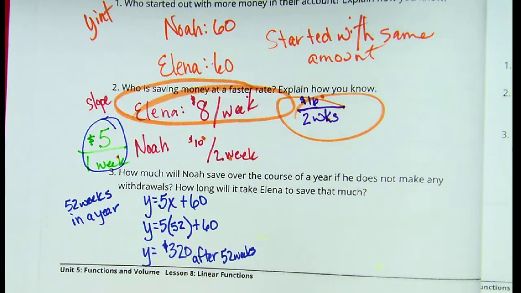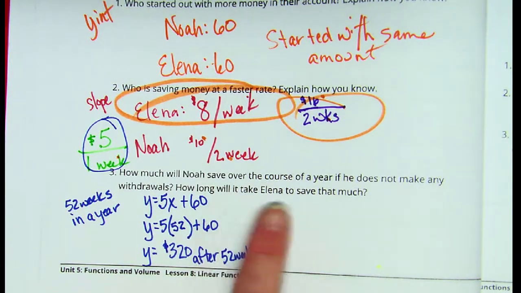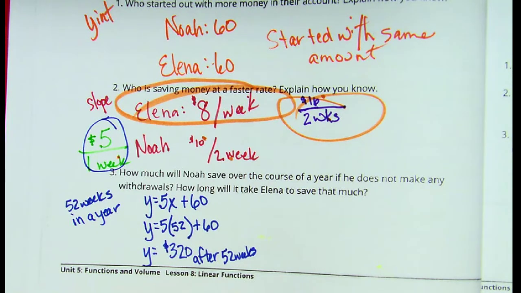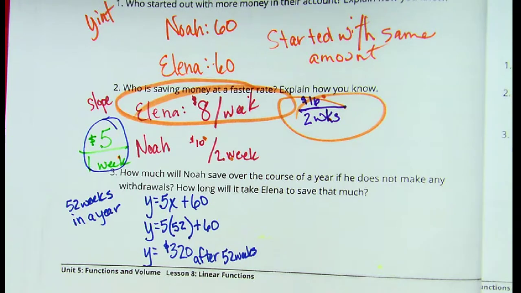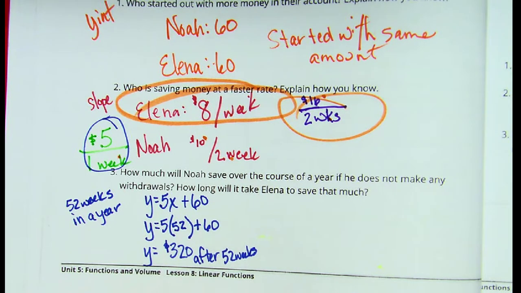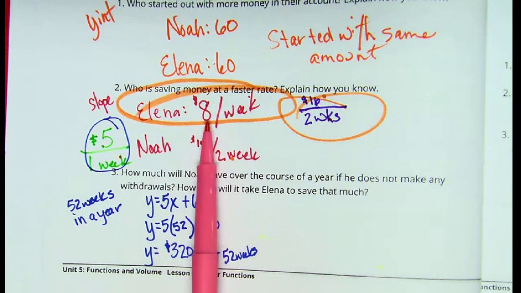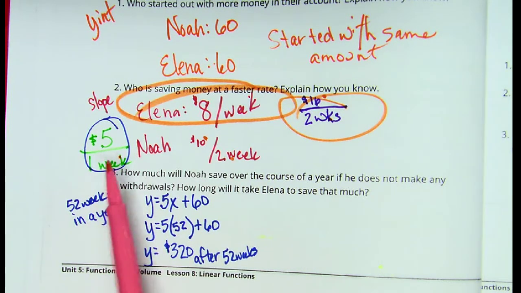Now the next question is not how much does Elena have after a year. It's asking how long will it take her to save $320, to save that much money. Now if she's saving faster, she's saving $8 per week instead of $5 per week and they started with the same amount, she's going to get there faster. She's saving $3 more every week than he is.